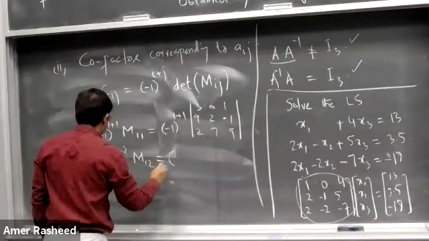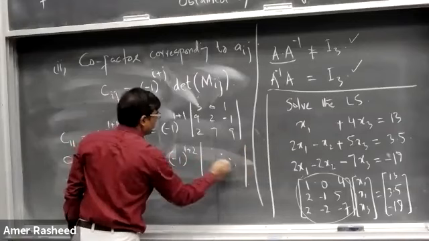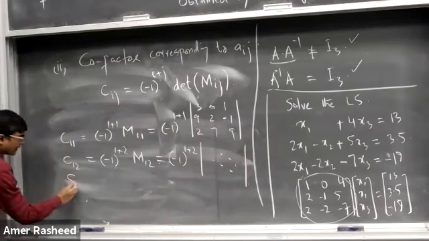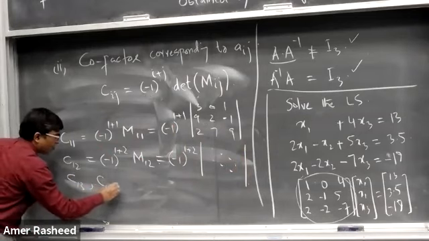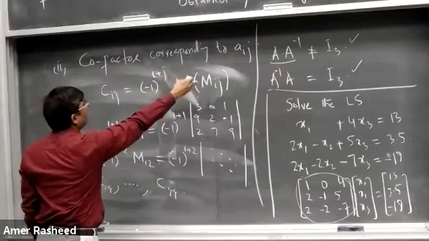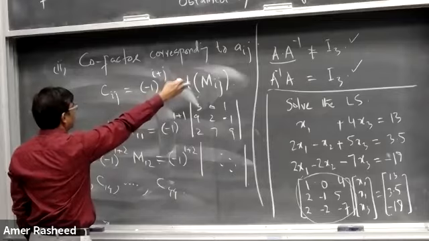Similarly, you can find C12, it is -1 power 1 plus 2 times the determinant of that matrix. Similarly, you can calculate C13, C14, and so on. The last one is C44. So in order to find this cofactor, we have to multiply this expression -1 power i plus j with the determinant of the corresponding minor. So this is not an absolute final answer. Not yet.